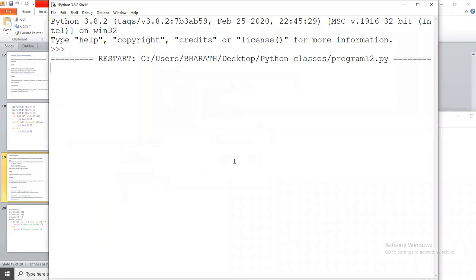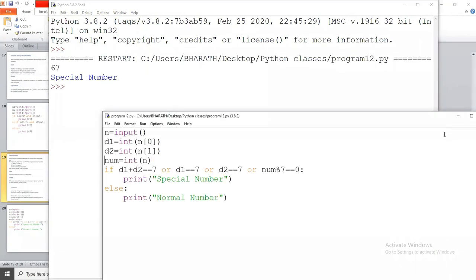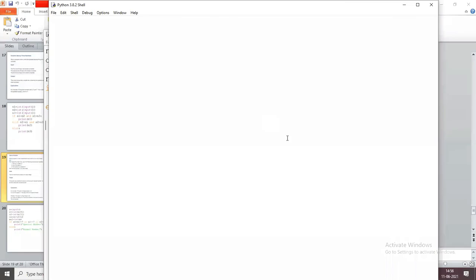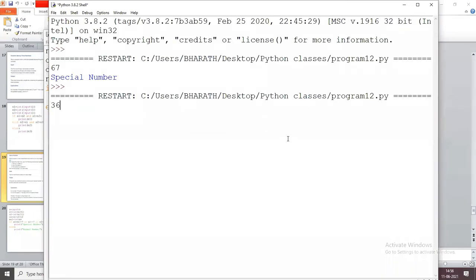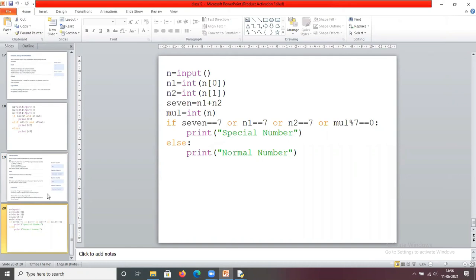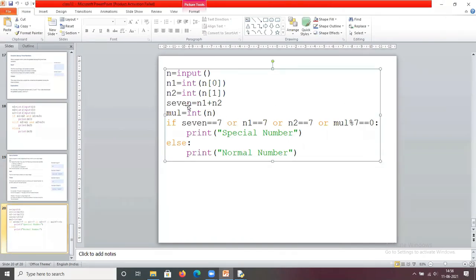I give 67 as input. It prints 67 as a special number. In another case, if I give 36, it prints normal number as output. So this is the solution here. Here I am taking 7 as one variable, and I store the summation n1 plus n2 here.